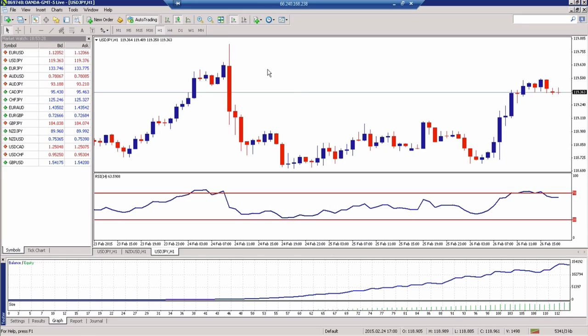Okay, this is the USD yen chart. It's a 1 hour chart, as denoted by the H1 there, and it shows the candlestick, which is a very famous trading pattern. Now each candlestick.